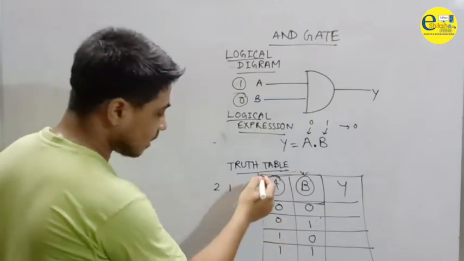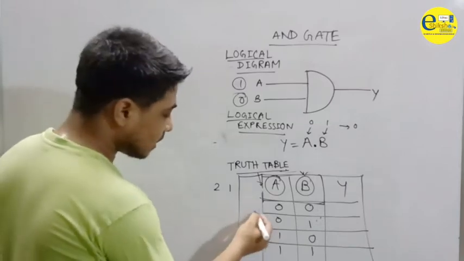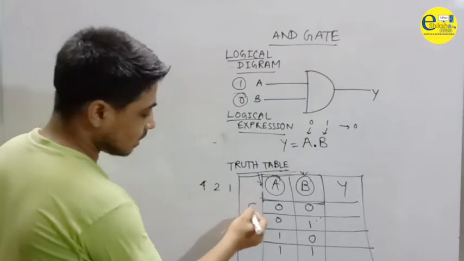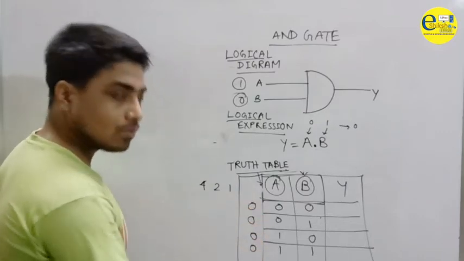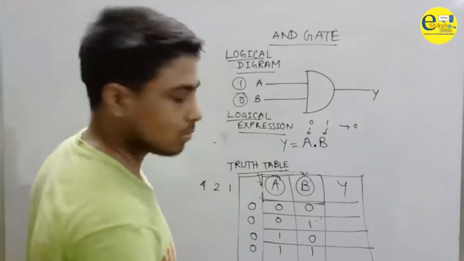Keep in mind that if I have another column here, then we have to make it a 4 interval, because 2's double is 4. So we have to write 4 zeros, then again 4 ones. Okay, I hope you understand. If you don't understand it, you can comment below.